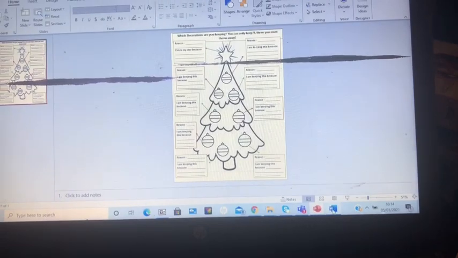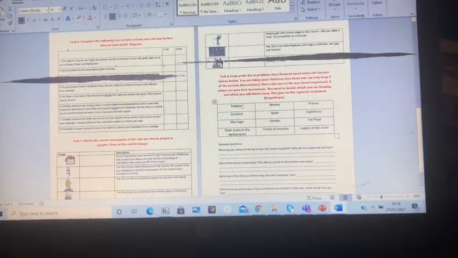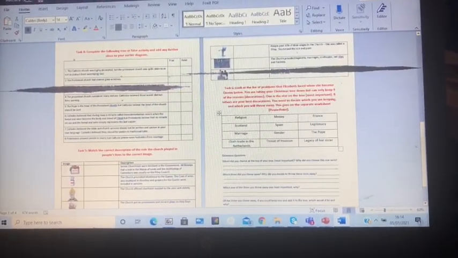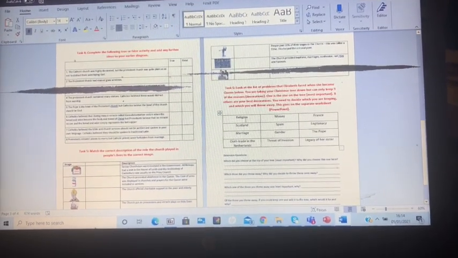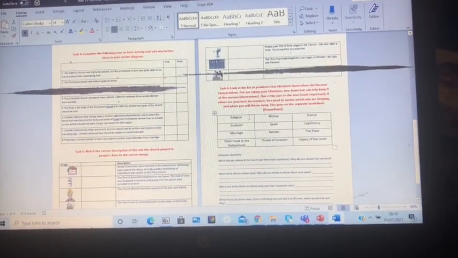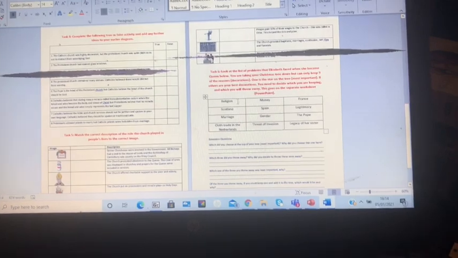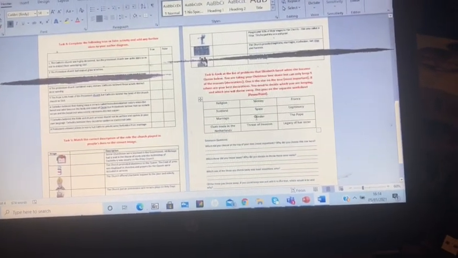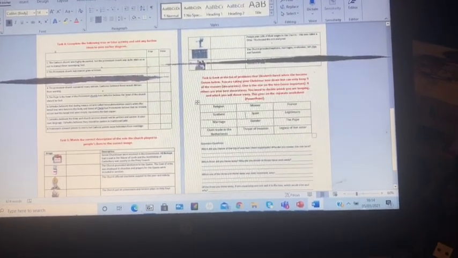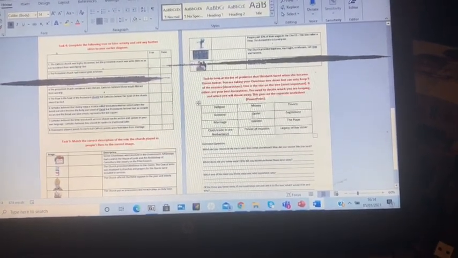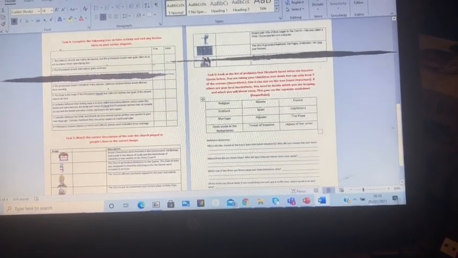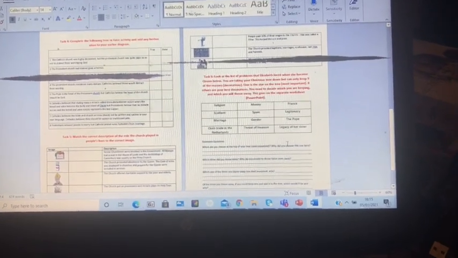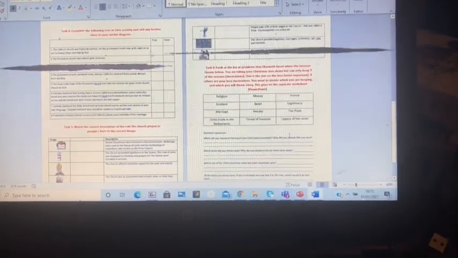Okay, now our reasons are here. Okay, so these are the problems that Elizabeth faced when she became Queen. So obviously it's revision, we've done some of these in the past: religion, money, France, legitimacy, Spain, gender, etc., etc. Okay, so you're going to keep the most important 9 and write them around the tree, and then you're going to explain why you've kept those 9. Okay, you're going to throw the others away, just like taking decorations off.